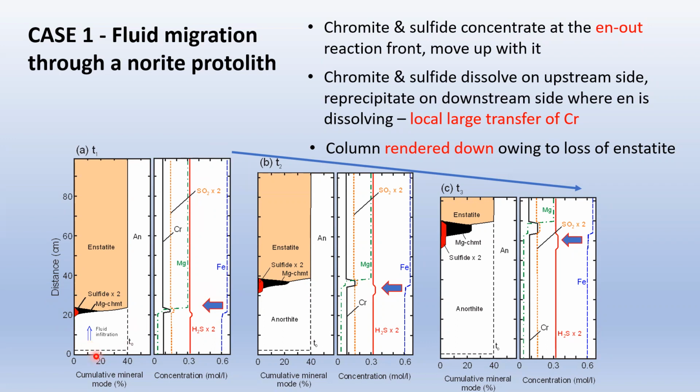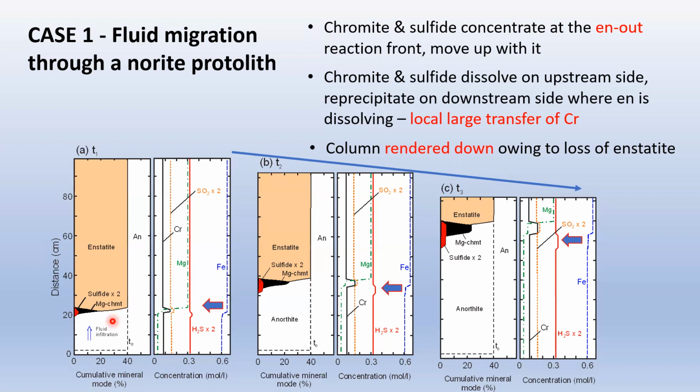Our original system was basically anorthosite, enstatite, and anorthite. It goes off scale here. The original bottom of the system was over here. So at time T1, we've already continued up through the system. The fluid is moving upward. It's plagioclase saturated only, reacts with the enstatite. The enstatite, if you will, dissolves incongruently, precipitates chrome and also some sulfide, okay?